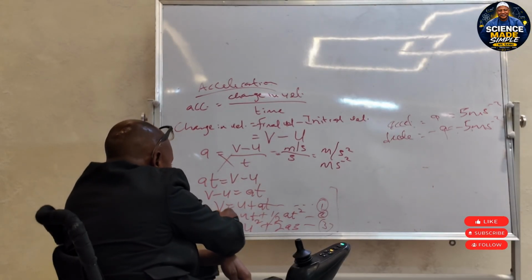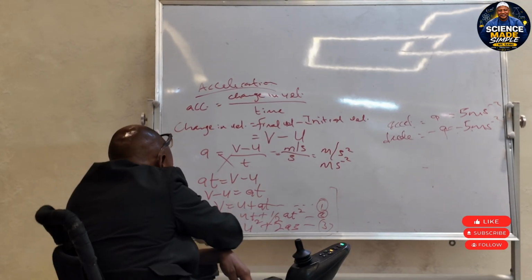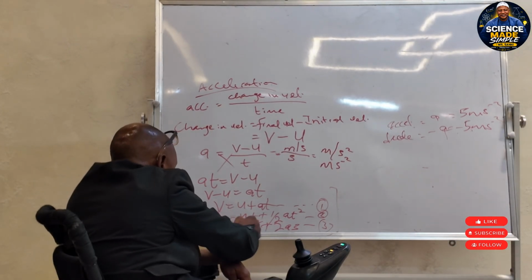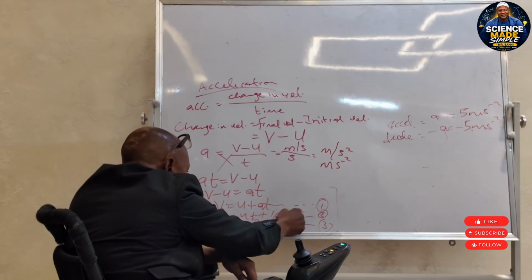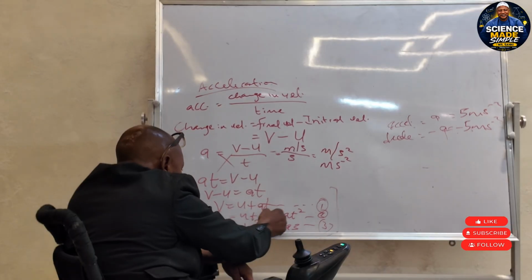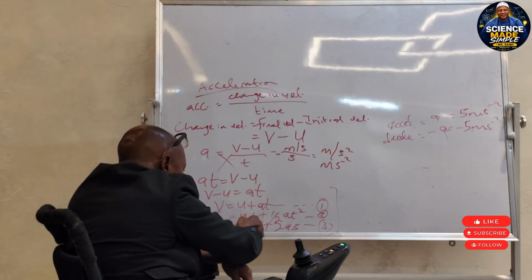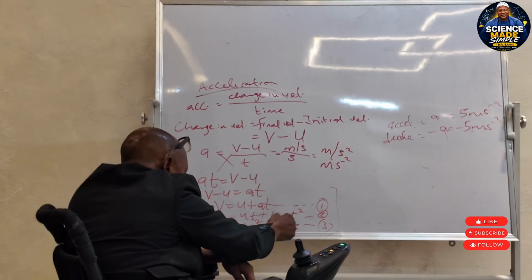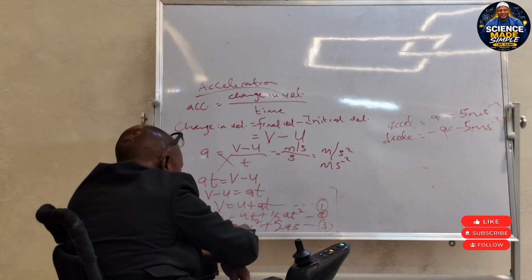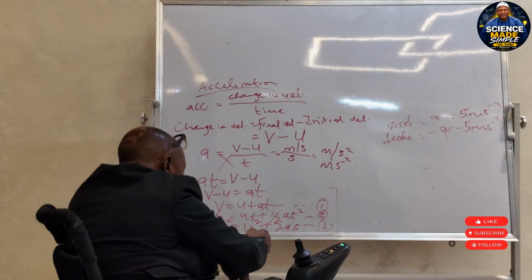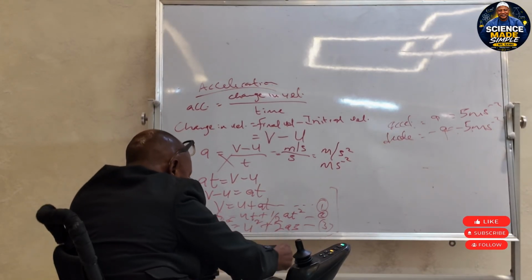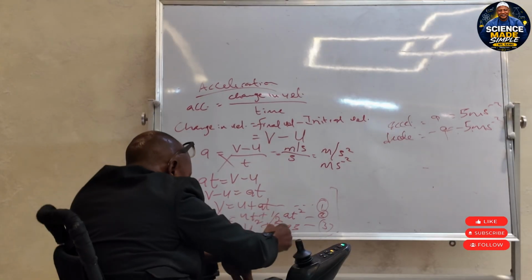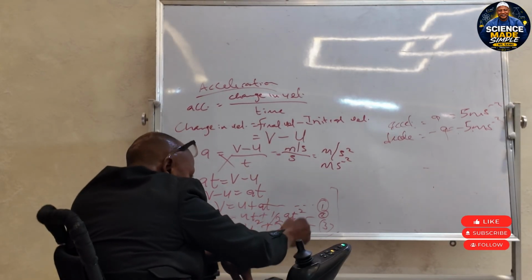The second one is s, that is the distance, is equal to ut plus half at square. U is the initial velocity, t is the time, a is the acceleration. The third equation of motion is v square is equal to u square plus 2as. That is, v is the final velocity squared, equal to initial velocity squared plus 2 times acceleration times distance.